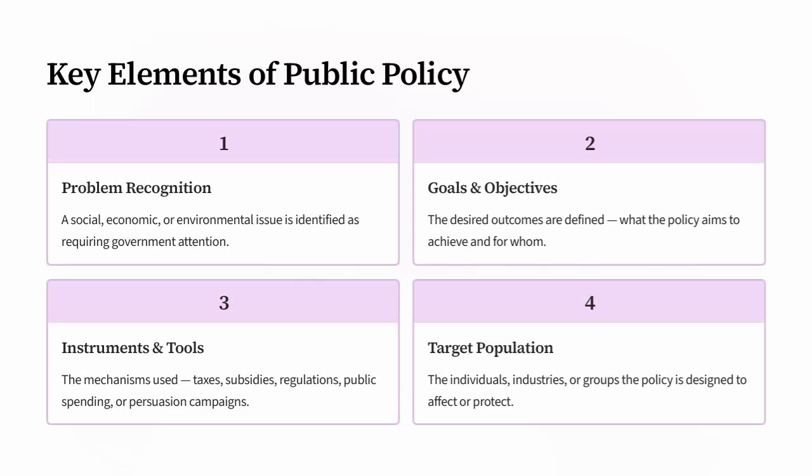Public policy typically has four connected elements. First, problem recognition. Identify a social, economic, or environmental issue that warrants government attention. Second, goals and objectives clarify the outcomes a policy is intended to achieve and who should benefit. Third, instruments and tools describe how government will act, whether through taxes, subsidies, regulations, public spending, or persuasion campaigns. Finally, the target population identifies the individuals, industries, or groups the policy is designed to affect or protect. Together, these elements connect a public problem with a specific, intended response.